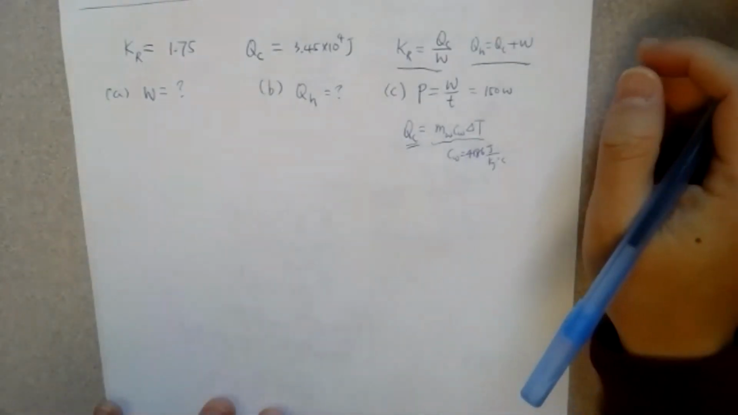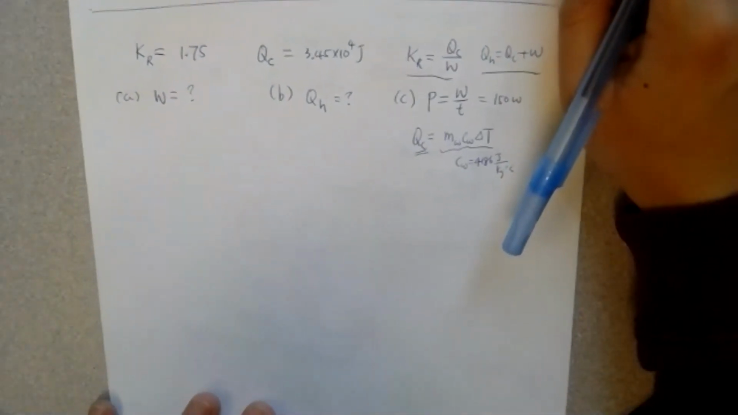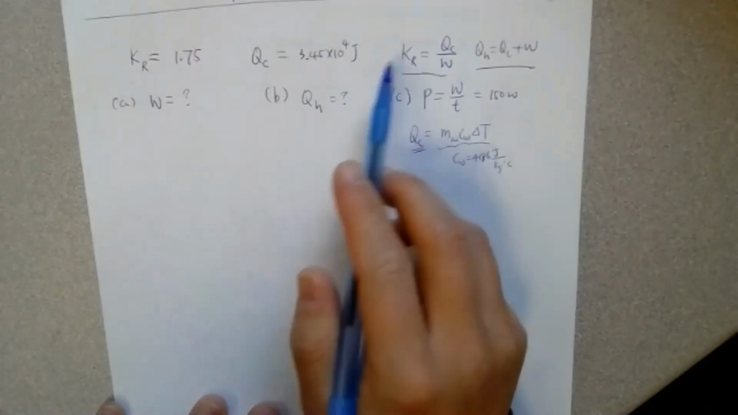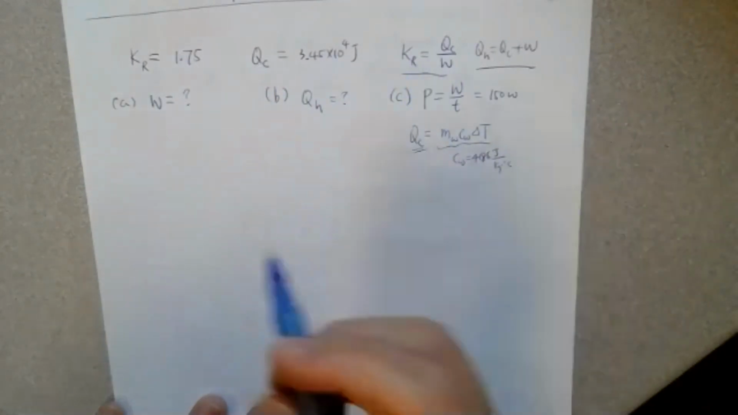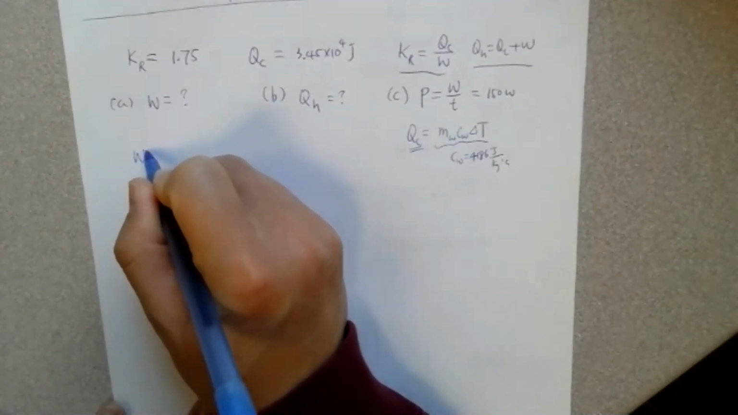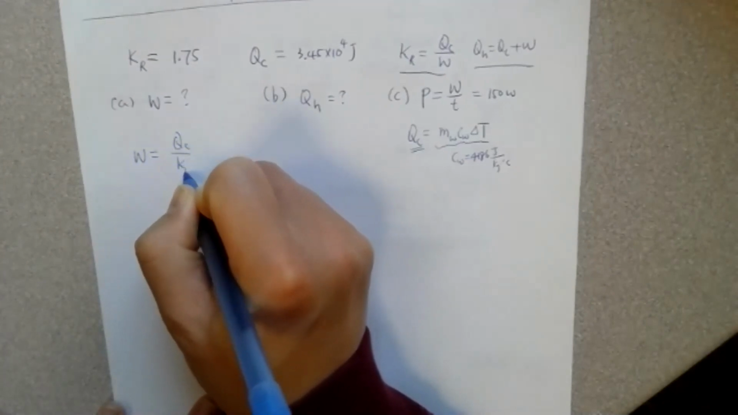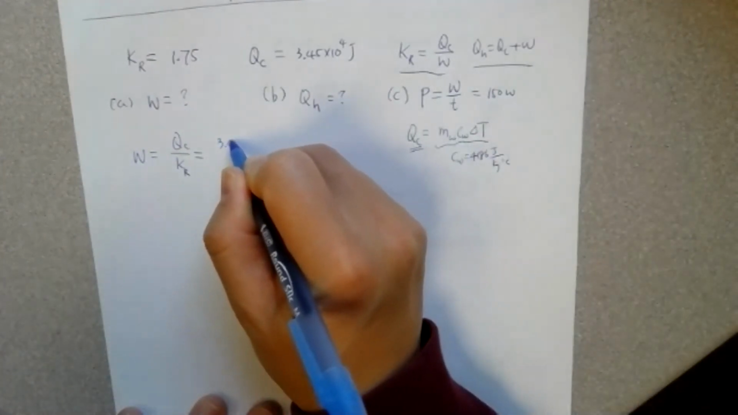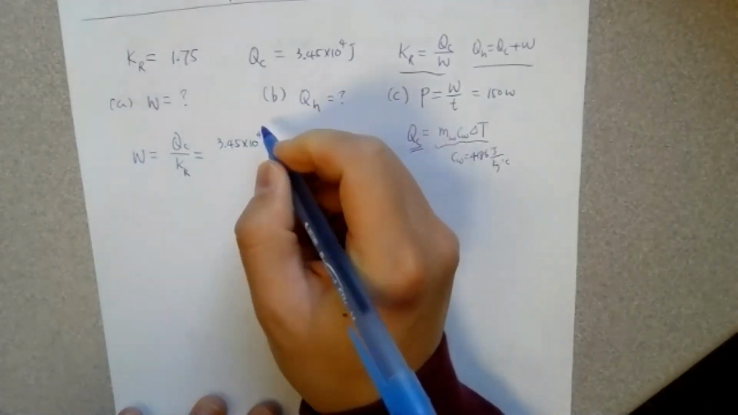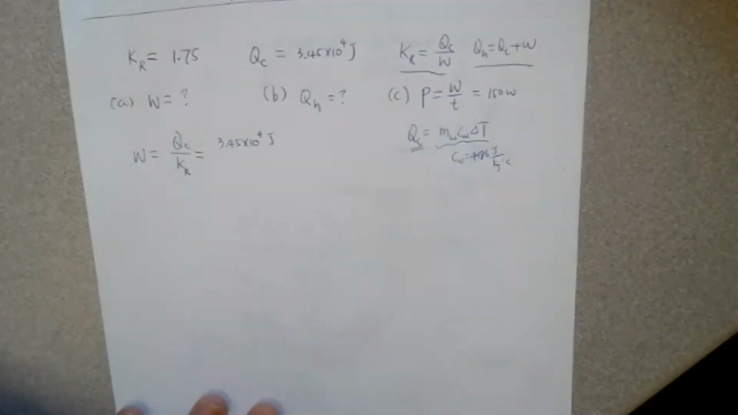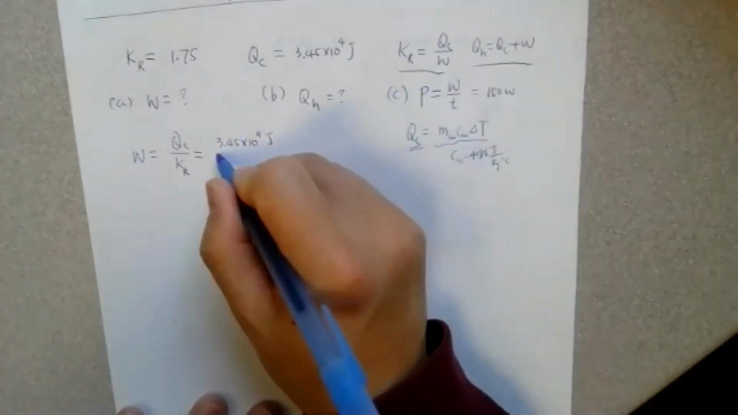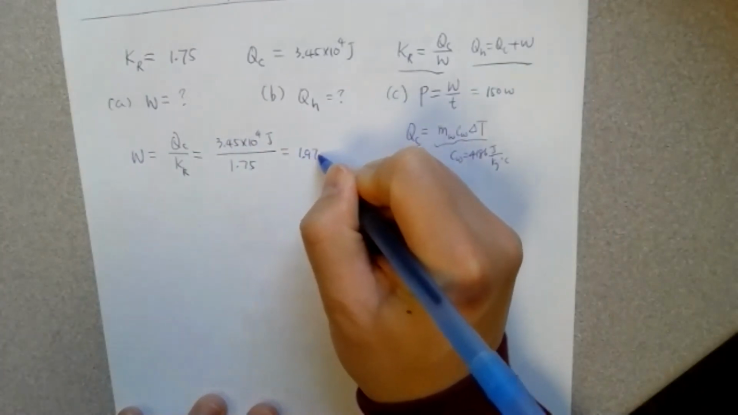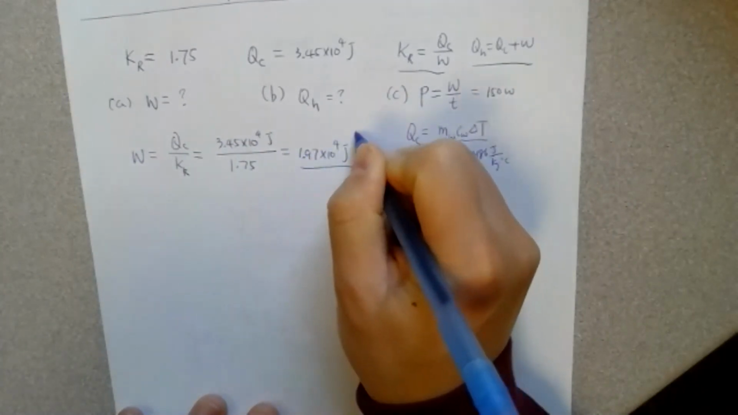All right. So let's take a look here together. K sub R equals QC over W. You are given this and this, so you can calculate W very easily. W should be equal to QC over K sub R. So QC, 3.45 times 10 to the fourth joules, divided by 1.75. That will be 1.97 times 10 to the fourth joules.